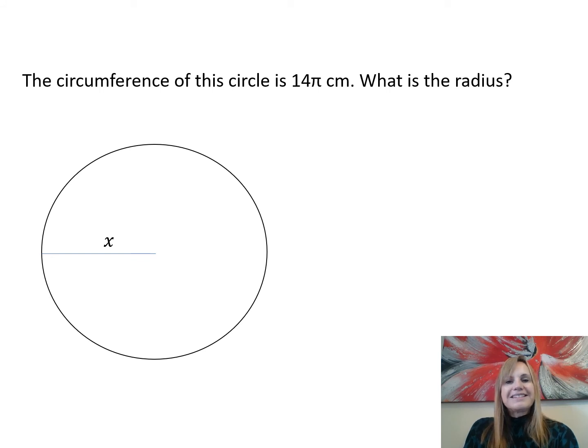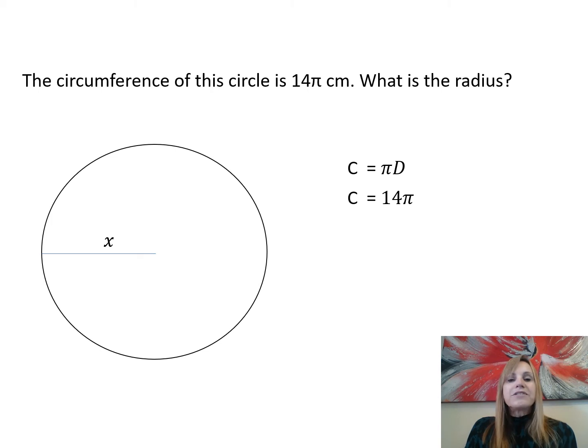So in this example, we're going to be working backwards. We've been given the circumference of the circle. We've been told that the distance around the outside is 14 pi, and we need to find the radius. So again, we're going to use this formula: circumference is pi times diameter. So to find the diameter of this circle, we're going to work backwards by dividing our circumference by pi.